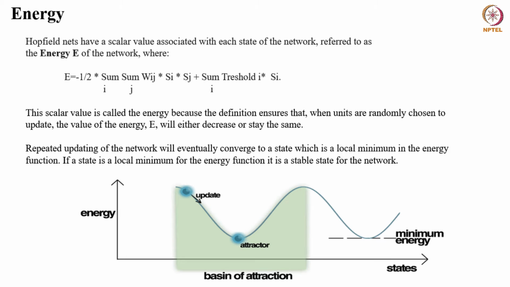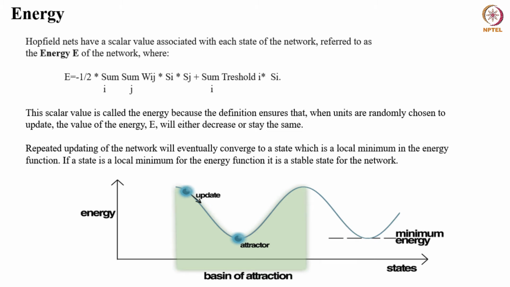Hopfield networks have one very important feature, and that's the energy value. This is a scalar value associated with each state of the network, and that is defined on the slide. So you can see it's the total sum of all combinations of all states and all the weights between them, divided by -2, plus the sum of the states multiplied by the threshold.